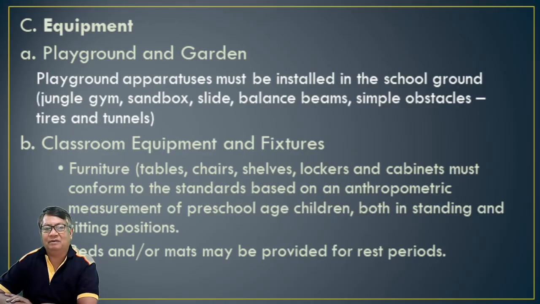Letter B, classroom equipment and fixtures. Furniture: tables, chairs, shelves, lockers, and other types of furniture. These must conform to the standards based on the anthropometric measurement of preschool age children, both in standing and sitting positions. This is very important, the anthropometric conformity of these furnitures for the use of the children. Take note that they are very young and may still have soft bones, so they might be easily injured. So see to it that our furnitures conform to the standard.